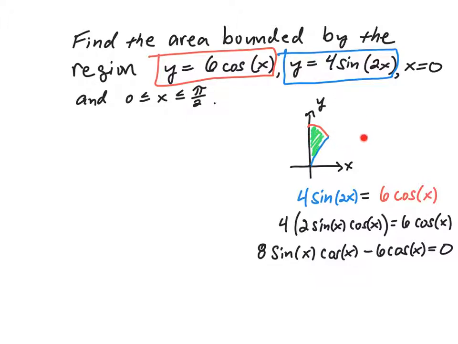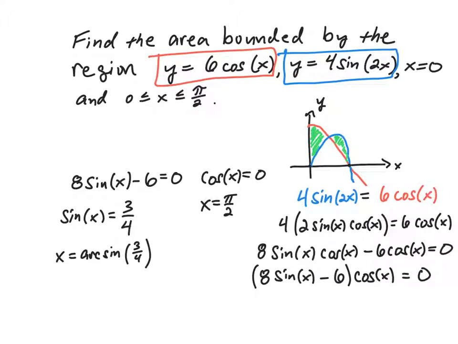So I broke off that piece. This is the only region we want. So what I'm going to do here is take 4 times 2. That's going to give me an 8 sine x cosine x. I'm going to push the 6 cosine x over to the left-hand side. And then I'm going to factor out a cosine. And that'll leave us with an 8 sine x minus 6. And then 8 sine x minus 6 equals 0. Push the 6 over, divide by 8, you get 3/4. So x is the arcsine of 3/4.